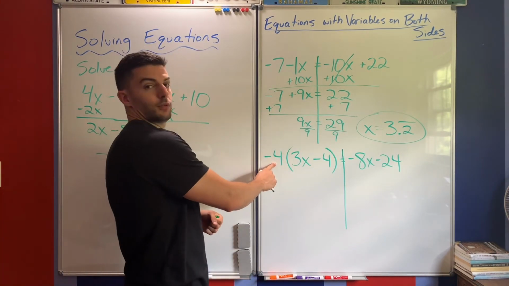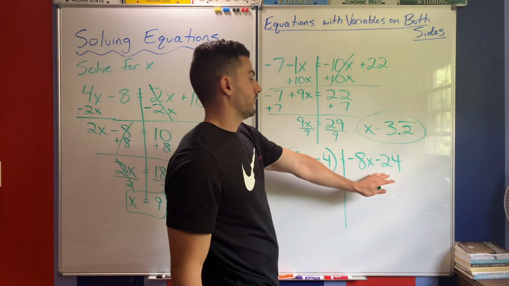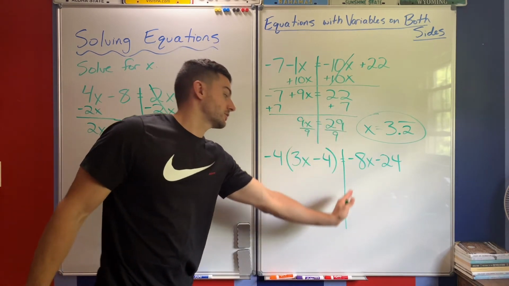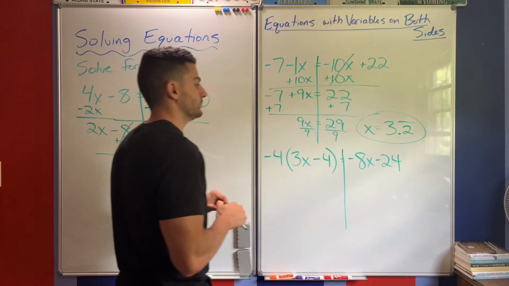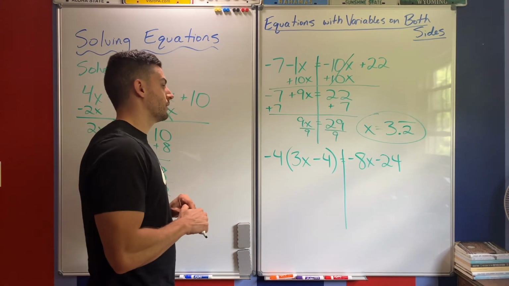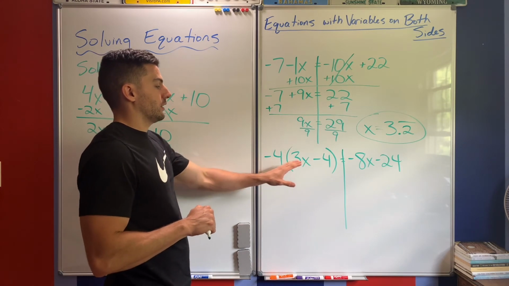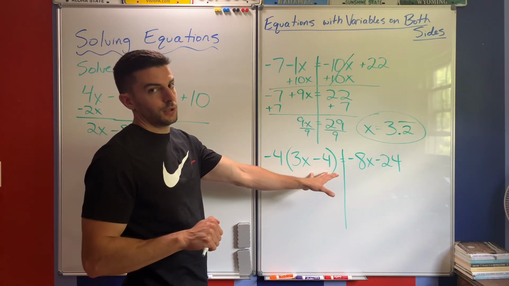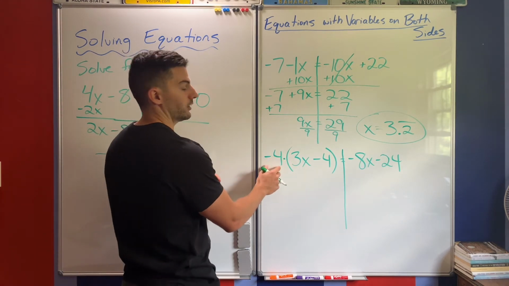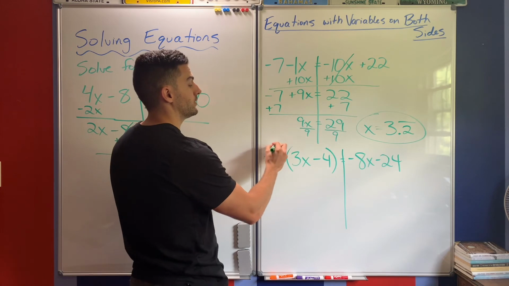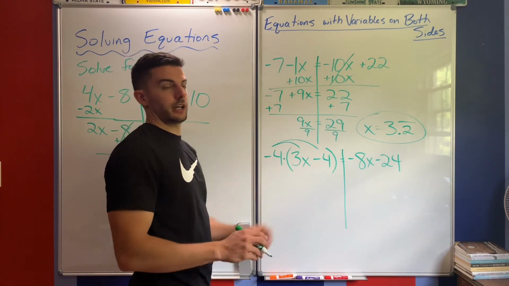Last one. -4 times the group 3x minus 4 equals -8x minus 24. Okay, so you see my step 1 is already drawn, my borderline there. Great, so hopefully you remember to do that, okay? But now, this -4 times this group looks like something that I can distribute, right? I'm going to distribute because it's a single term times a group. So distributing means multiplying this outside number times each term that is inside the group.